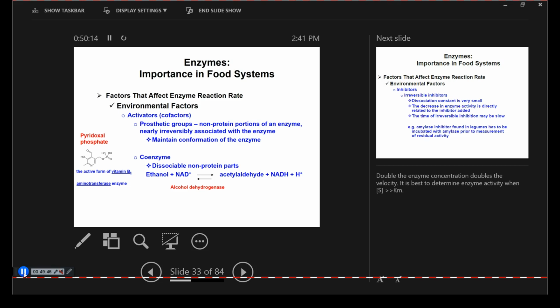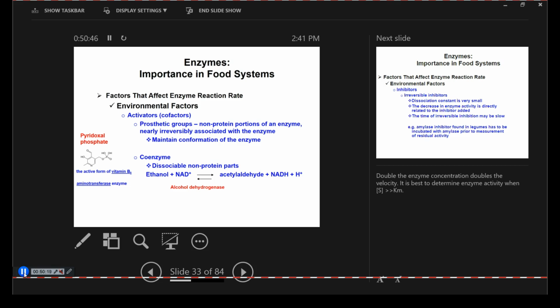Other factors: you sometimes need activators. So it could be a prosthetic group. That means it's a non-protein portion of the enzyme, and it binds almost irreversibly with the enzyme. It maintains the conformation of the enzyme to allow the substrate to bind to it. A coenzyme is dissociable. That means it binds and unbinds to the enzyme. It's not irreversible, it is reversible.